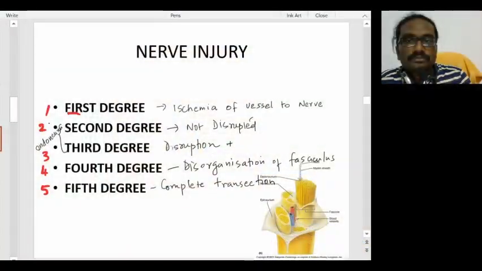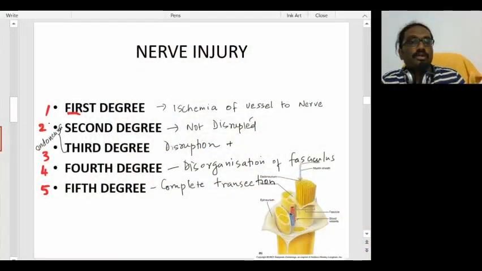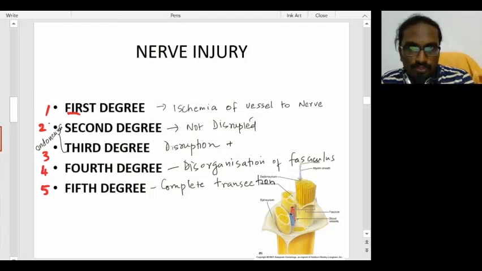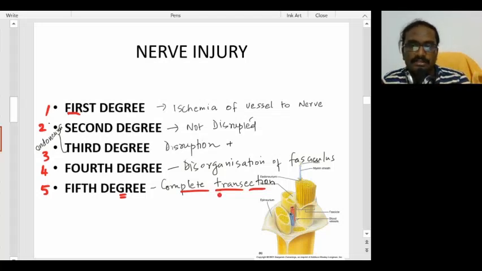So straight away, let's start with the classification of nerve injuries. This slide shows you how they are classified. They are classified into 5 degrees. This is the 5th degree first. 5th degree means you are completely transecting the nerve. So you're taking a nerve and chopping it into 2 pieces. That means you have a 5th degree. It's as simple as that to understand.